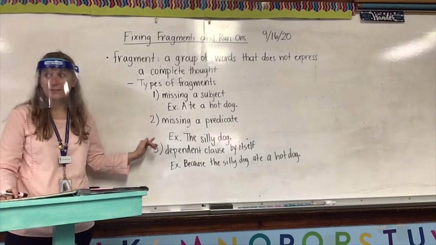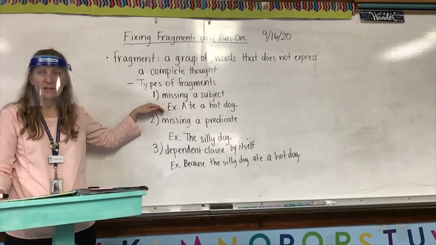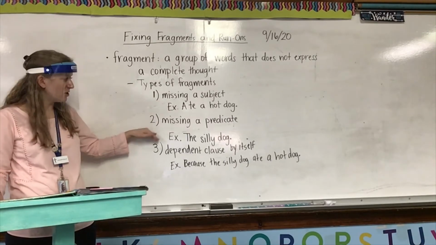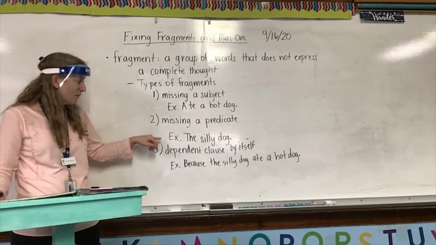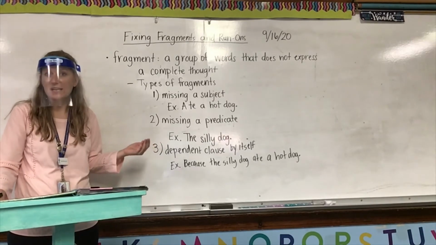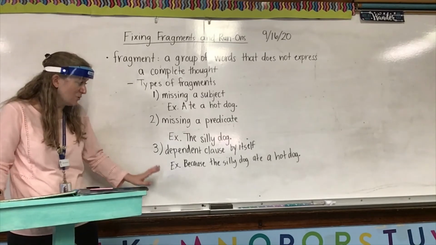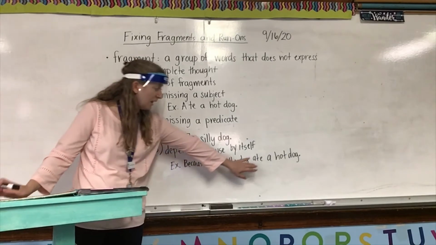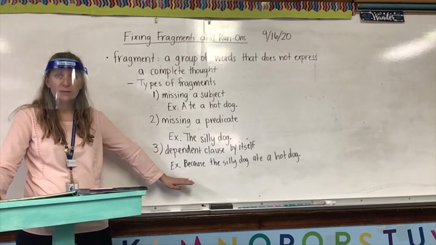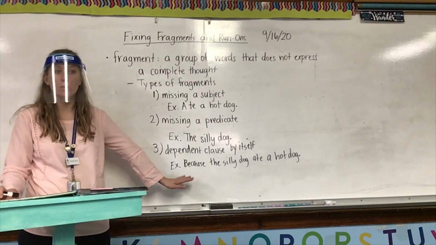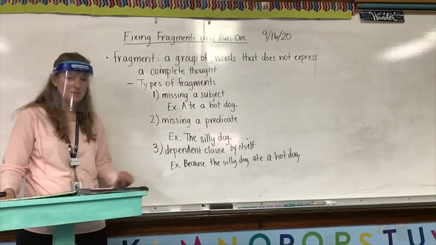So these are all incomplete thoughts. So they're fragments. Number 1 is an incomplete thought because we don't know who ate the hot dog. Number 2 is an incomplete thought because we don't know what the silly dog did or what it is. Number 3 is an incomplete thought because we do have a who, the silly dog, and a what happened, ate a hot dog, but this word because makes it an incomplete thought. We don't know why the word because is there. So it's not a complete thought.